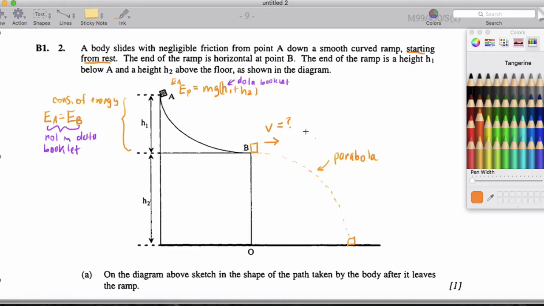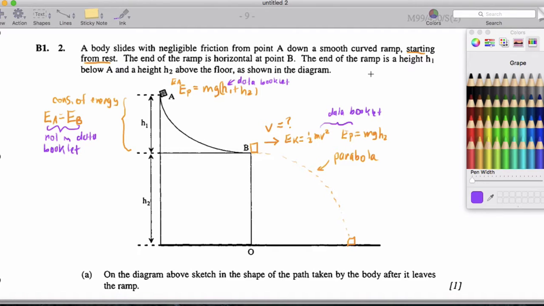And then what's my energy at B? Well, I've got some kinetic energy because I'm moving. So that's given in the data booklet. And I also have some potential energy, mg h2. I'm still high up like that. So these two are both given in the data booklet. All right.